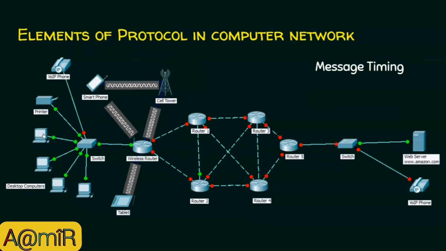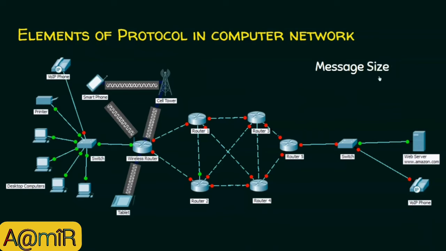This acknowledgement is really necessary in the network because the sender has to ensure that the data is received by the destination. If the acknowledgement is not received on time, the sender understands that there is some loss and it starts retransmitting that packet or data again, so that there is no loss at the receiver. So this flow control and the acknowledgement timing are maintained by protocols in the form of message timing.